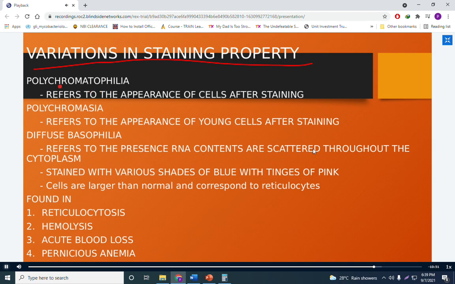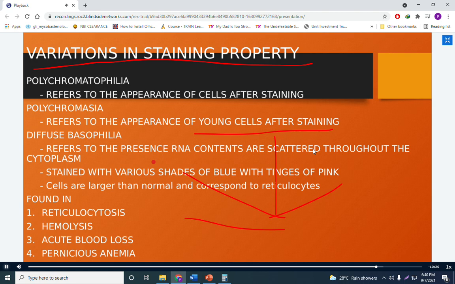So remember the word polychromatophilia refers to the appearance of cells after staining, while polychromasia refers to the appearance of young cells after staining. So polychromatophilia class, appearance of normal cells or adult cells after staining. Polychromasia, appearance of young cells after staining. Now, let's go to a type of variation, your diffuse basophilia. So when you say diffuse, kalat-kalat or scattered.